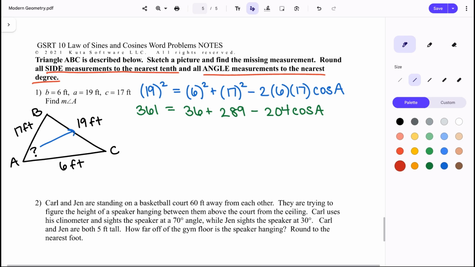All right, I went ahead and got it started up here on my screen. I just squared those numbers and I multiplied what I could. What did you guys do next? Added 36 and 289 and subtracted that from 361. Okay, and when you subtracted it over, what did you get? 36.